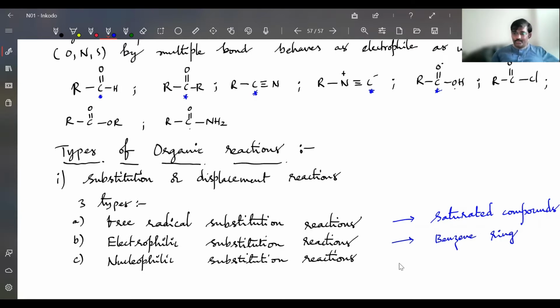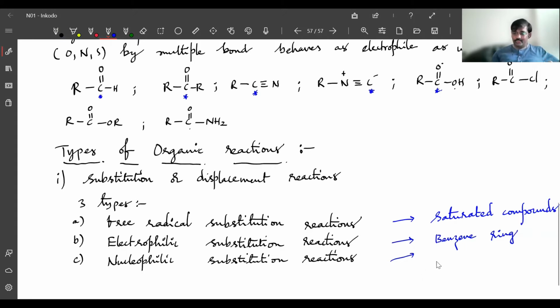Next, when it comes to nucleophilic substitutions, where do we see them? Generally when I have compounds like aldehydes, ketones. Sorry, not nucleophilic substitution. It is not aldehydes and ketones. Nucleophilic substitutions generally occur with alkyl halides.